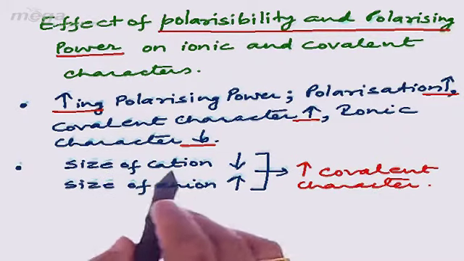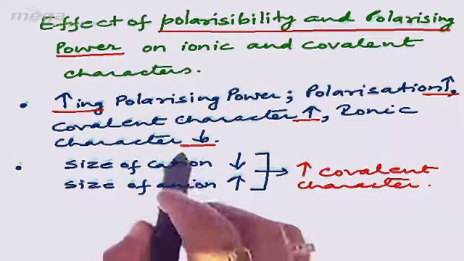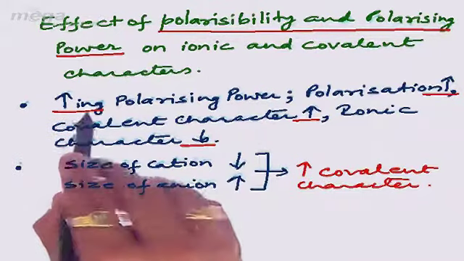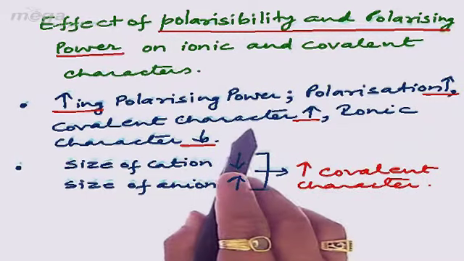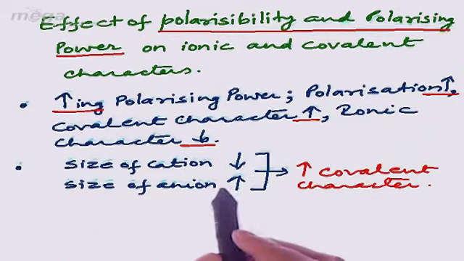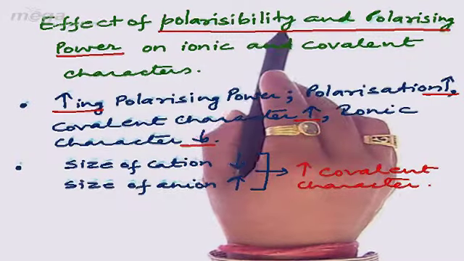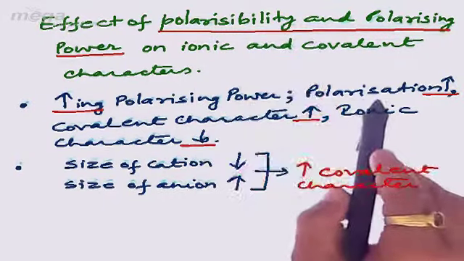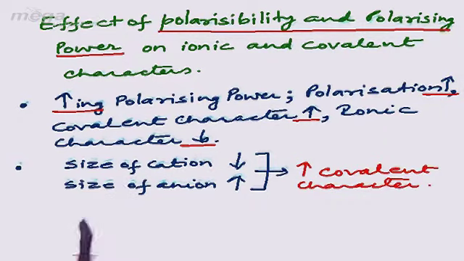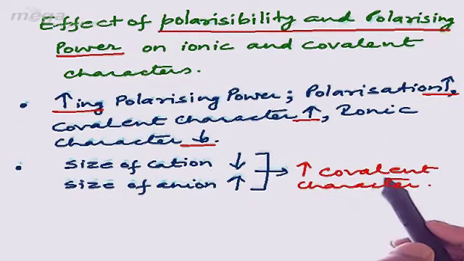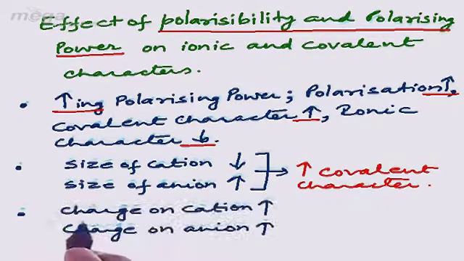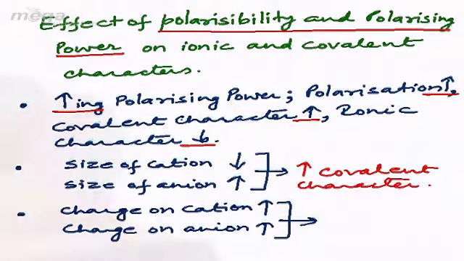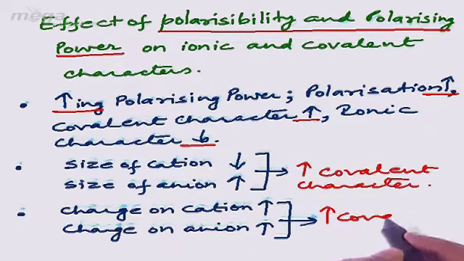Why? We have discussed that with the decreasing size of cation, the polarizing power increases, and if the polarizing power increases, then there will be increase in the polarization and hence increase in the covalent character. Similarly, if the size of anion is increased, then polarizability will be increased, and increase in the polarizability means increase in the polarization, and increase in the polarization means increase of the covalent character and decrease of the ionic character. Similarly, if we move to the third point, we find that by increasing charge on cation or by increasing charge on anion, again there will be increase in the covalent character.